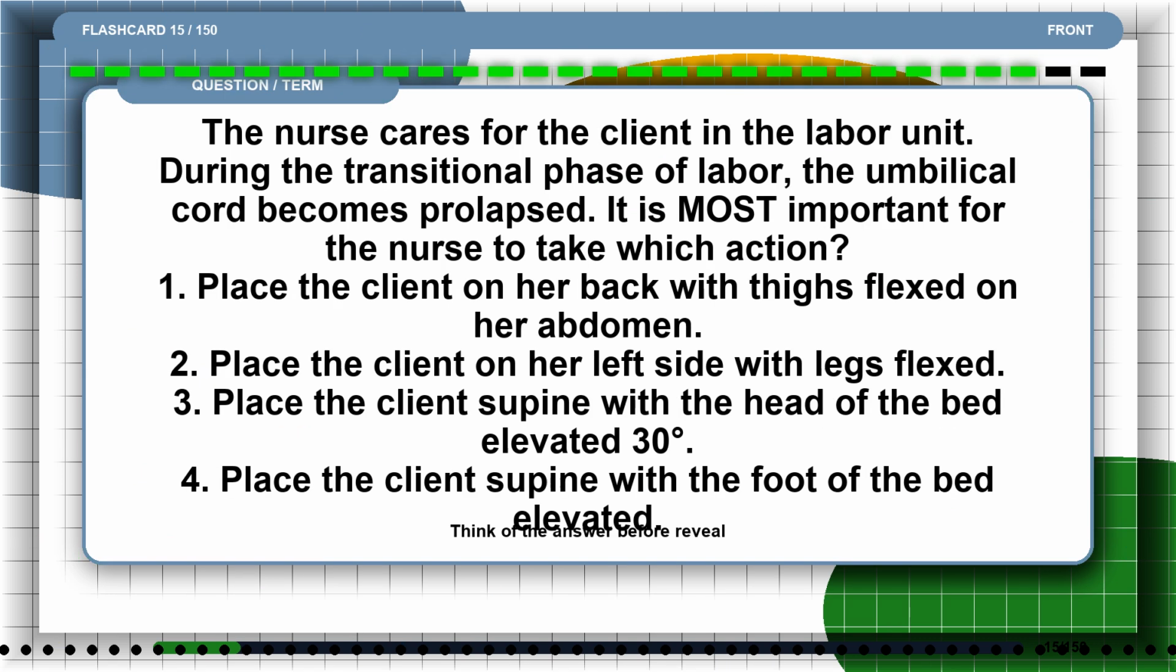Flashcard 15. The nurse cares for the client in the labor unit. During the transitional phase of labor, the umbilical cord becomes prolapsed. It is most important for the nurse to take which action? 1. Place the client on her back with thighs flexed on her abdomen. 2. Place the client on her left side with legs flexed. 3. Place the client supine with the head of the bed elevated 30 degrees. 4. Place the client supine with the foot of the bed elevated. Think of the answer before the reveal.